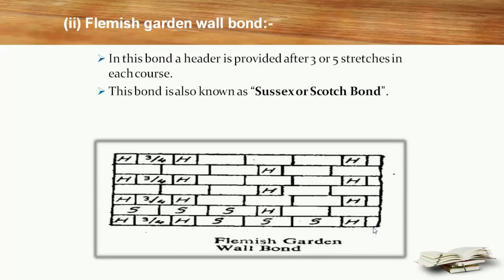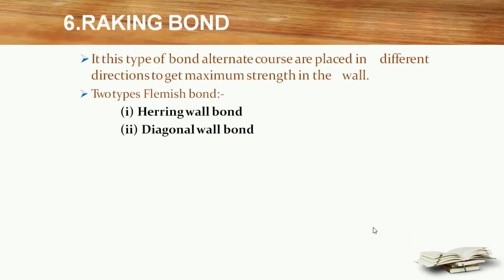Next is the Flemish garden wall bond. As you can see in the figure, the elevation of the Flemish garden wall bond. In this type of bond, each course comprises 1 header after 3 to 5 stretchers. It needs a 3/4 bat at every alternate course to break vertical joints. A header should be laid centrally over each middle stretcher in the lower course. So after that, next is the racking bond.